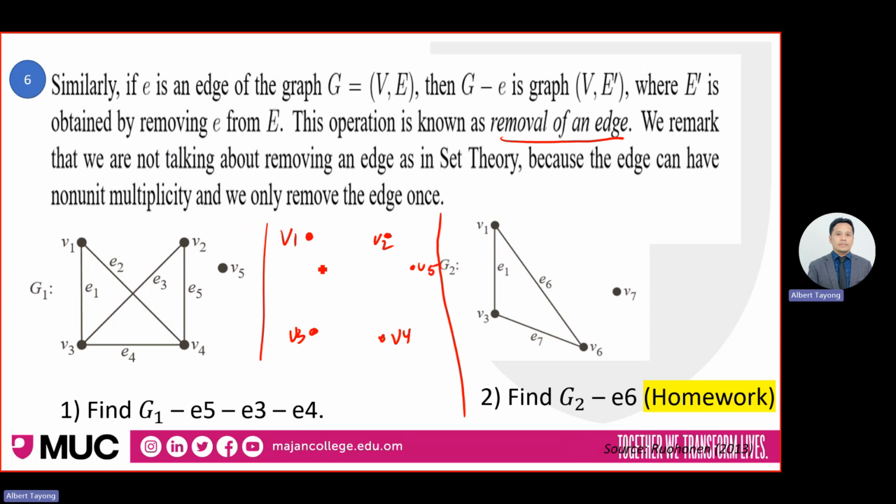Okay, so E1 is still there. E2. Okay. E3, E4, and E5 are not there. These are all deleted. So E5 is deleted, 4 and 3. So this is the answer. This is your homework, G2 minus E6. You have to delete only E6.